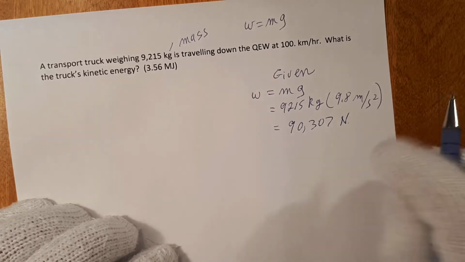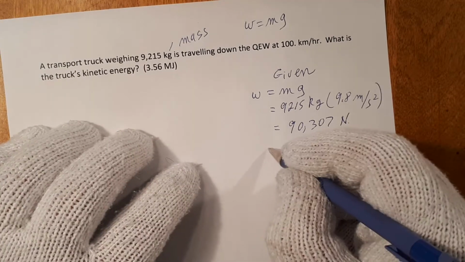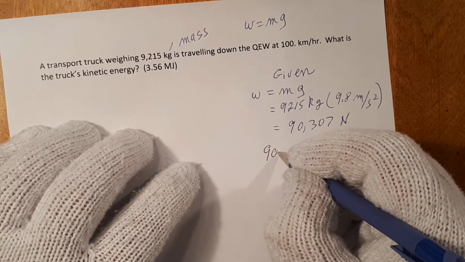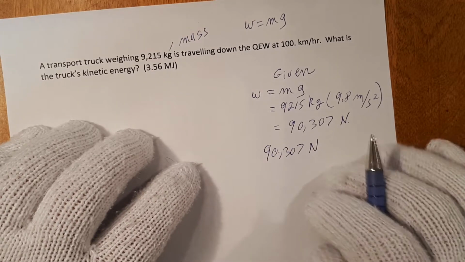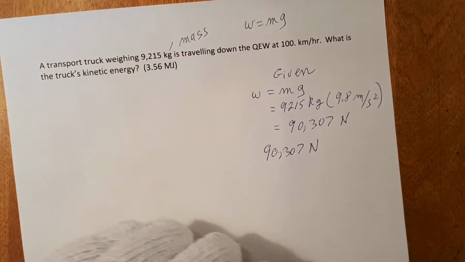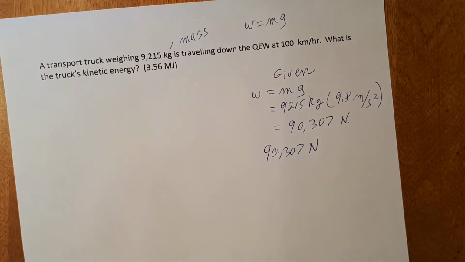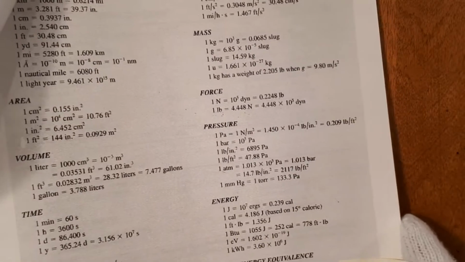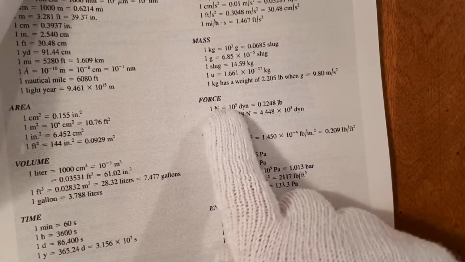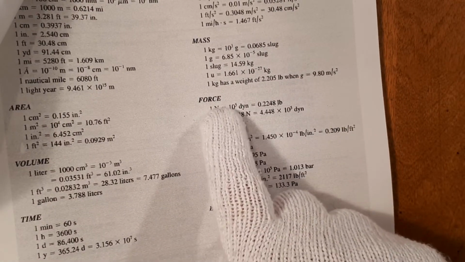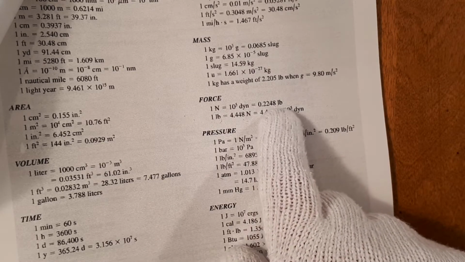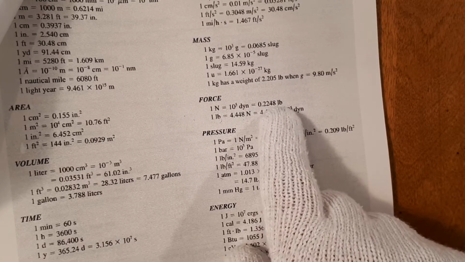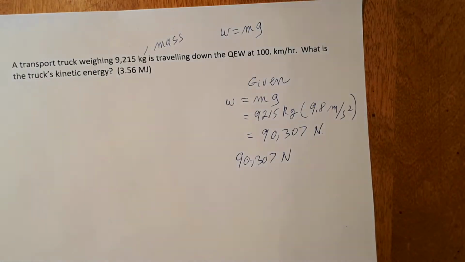So let's change this to pounds. Converting 90,307 newtons to pounds, we need a conversion factor. And that conversion factor comes from a table. Let's look at this table right here. We're looking at forces, because weight is a force. And 1 newton is equal to 0.2248 pounds. So there's our equivalence. We'll use that.